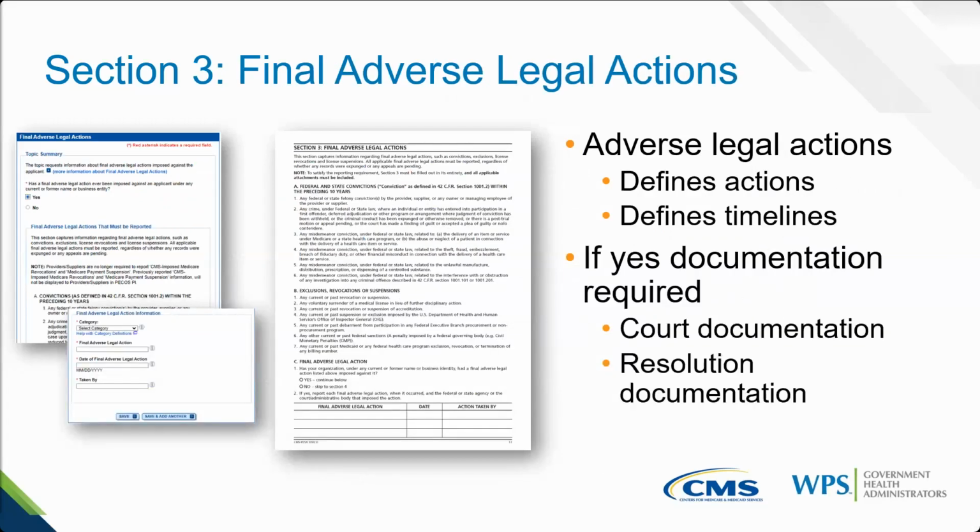So the next section that you're going to see is going to be the final adverse legal actions, and this is going to be for the enrolling provider. This is very similar to anything you see on any other CMS 855 application. In this case, the closest comparison would be that 855B, but we're asking about the entity being enrolled, whether or not they have any adverse legal actions, and you want to look at the section because it'll define the actions.